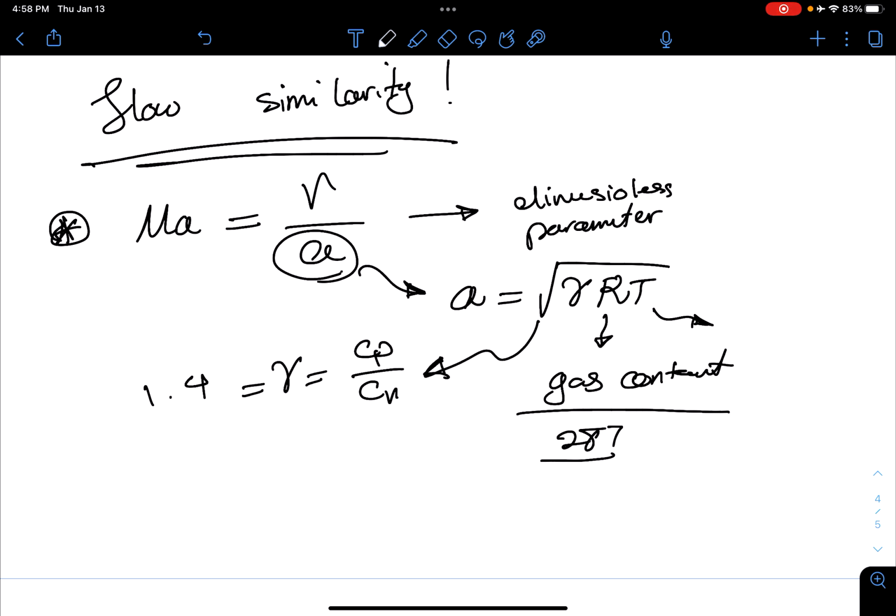This, of course, changes with temperature. Yeah, pardon? The cold air standard, I believe. That's right. But we usually use it. We always use 1.4 in this course. Okay.